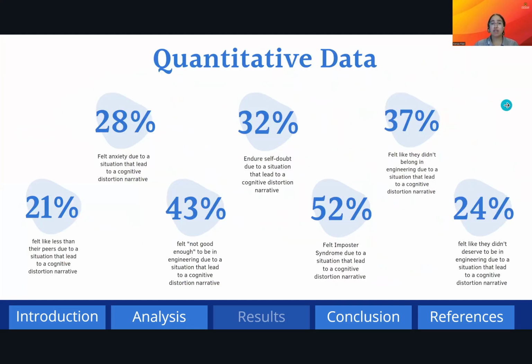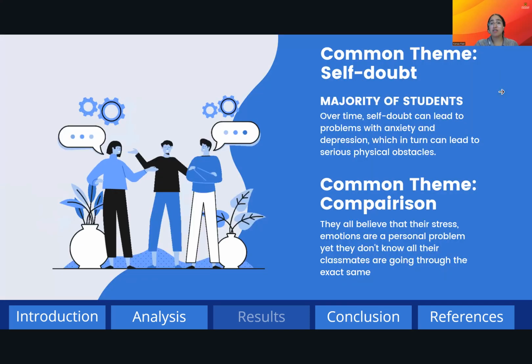So more valuable and rich quantitative data. A big takeaway is that more than half of our sample felt imposter syndrome, and the research via the literature shows how prominent imposter syndrome is in academia, and especially in higher education. Our 2 other common themes are self-doubt and comparison.